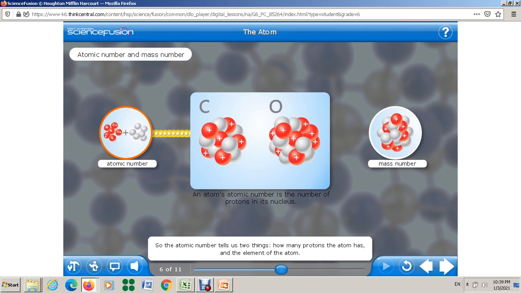This is all for today. Next time we will talk about the mass number. We will describe the mass number.